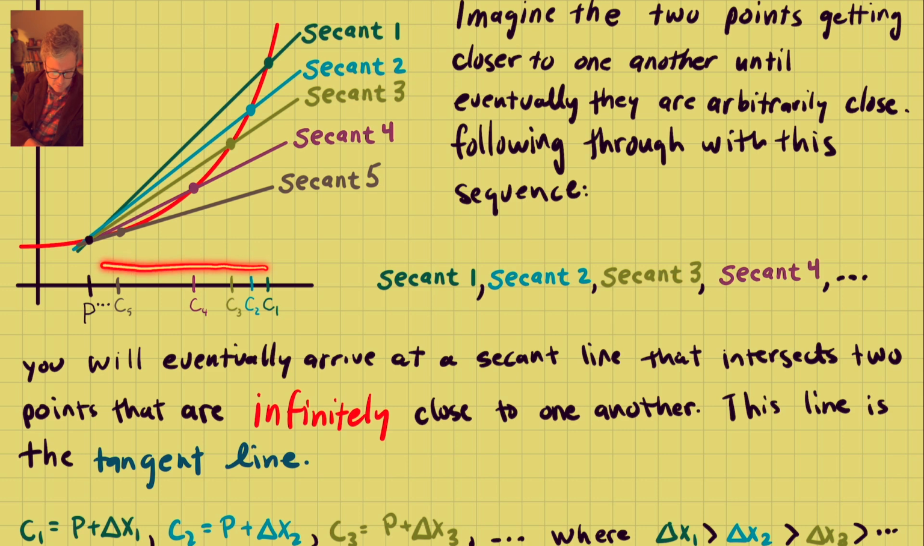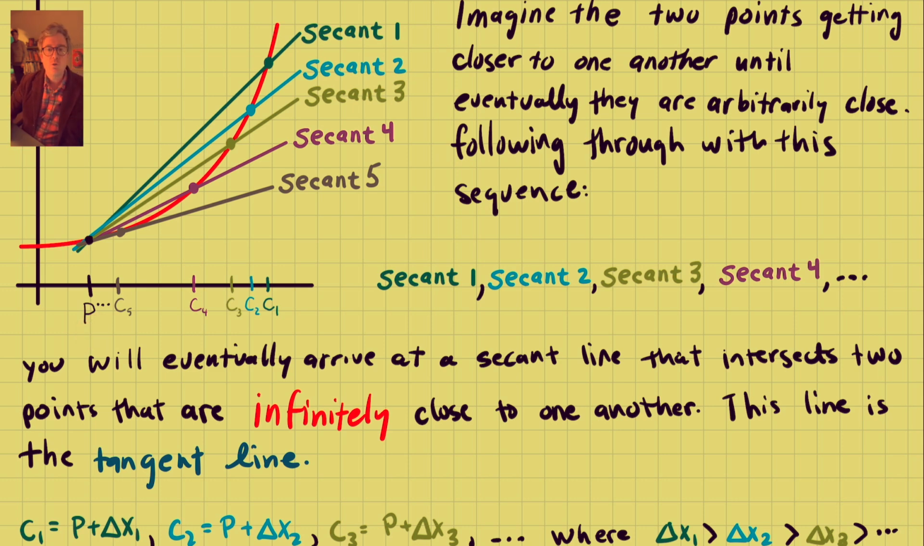You can think of those points as getting closer and closer, not just on the graph, but really on the x-axis. So C1 is over here, and that's what gives you secant line 1. C2 gives you secant line 2, C3 gives you secant line 3, C4 gives you the purple, and then C5 gives you this one. And I could continue getting closer and closer to P until I'm arbitrarily close, right up on top of it almost.